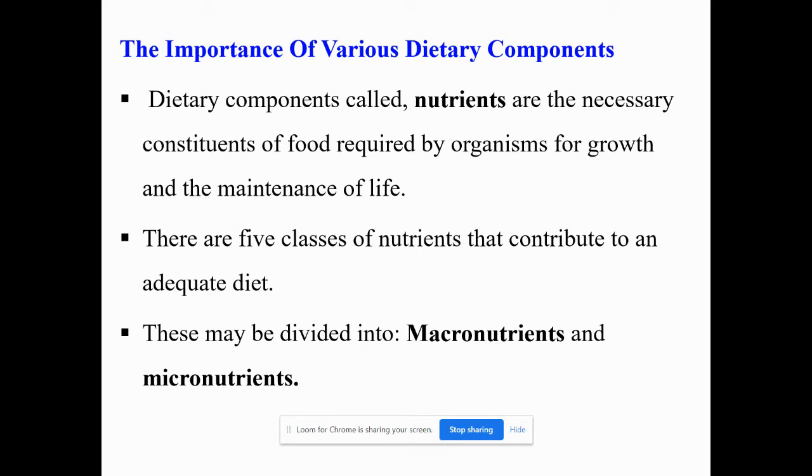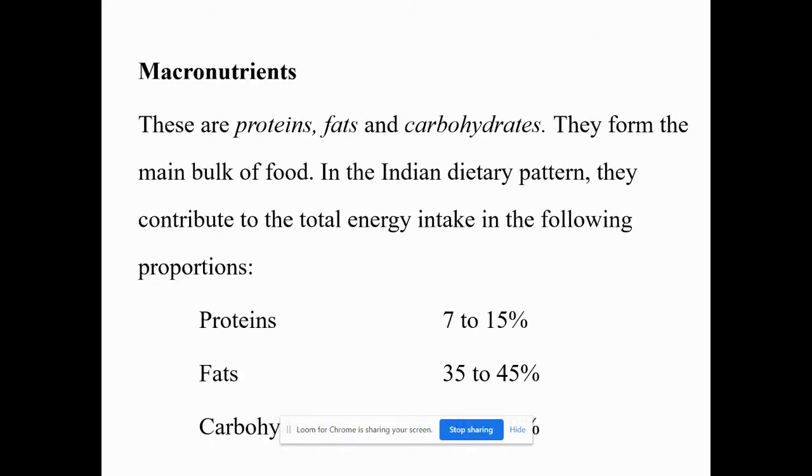The second thing is that these nutrients are of five classes. They all contribute to an adequate diet. Third, these nutrients have been classified into macronutrients and micronutrients. Clear? Now, what are the macronutrients? Mainly they comprise three components: carbohydrates, fats, and proteins.